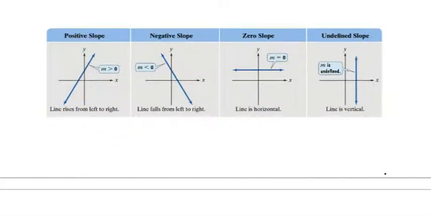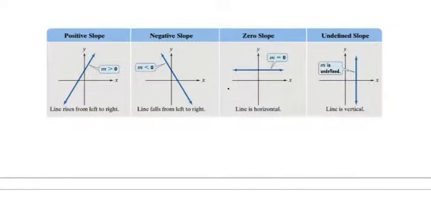So we have this little chart here that shows the different possibilities for slope and how that affects what the lines look like. If a line has positive slope, it's going to be rising from left to right, and so the slope is going to be a positive number. If a line has a negative slope, the line is going to fall from left to right. And going back to when we talked about increasing and decreasing, with positive slope, the line is increasing. With negative slope, the line is decreasing.